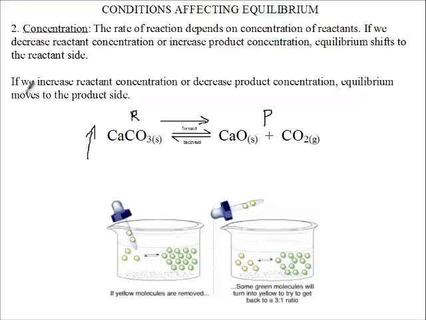So the other part is if we increase the reactant concentration or decrease the product concentration, equilibrium moves to the product side. The reaction will always adjust itself so that equilibrium could be brought back.